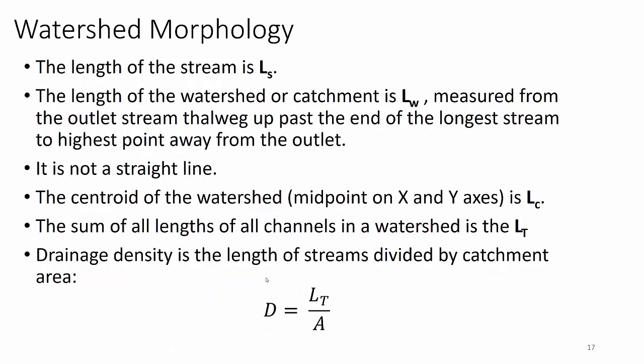The length of the stream is L sub S. The length of the watershed or catchment is L sub W, measured from the stream outlet Thalweg up to the end of the largest stream, or the longest stream to the highest point away from the outlet. It is not a straight line. The centroid of the watershed, that's the midpoint X and Y axis, is L sub C. That's the center of the watershed. It's the sum of all lengths of all channels in a watershed, L sub T. The drainage density is the length of streams divided by catchment area. D equals L_T divided by A.